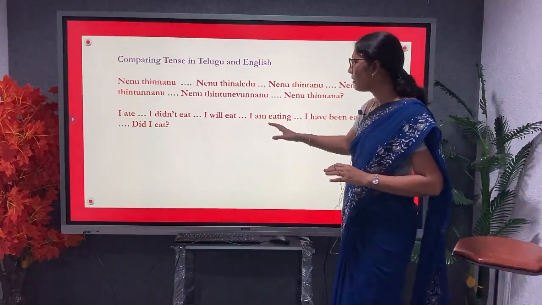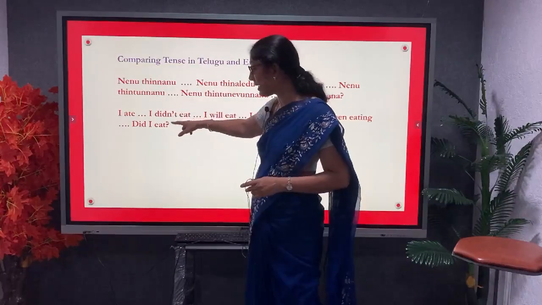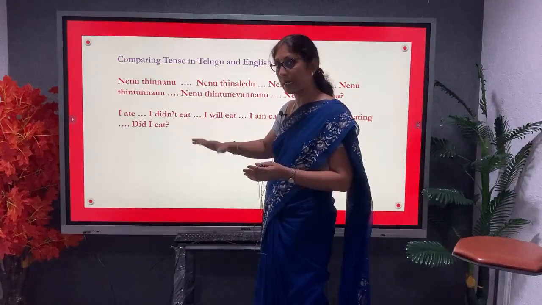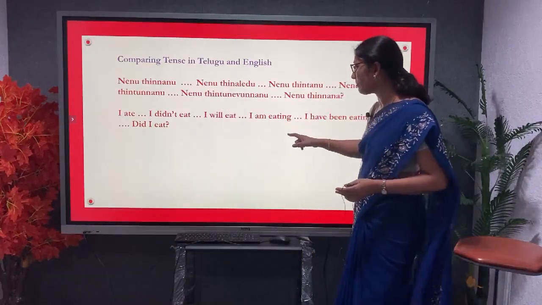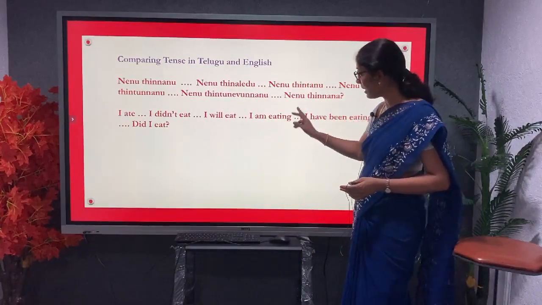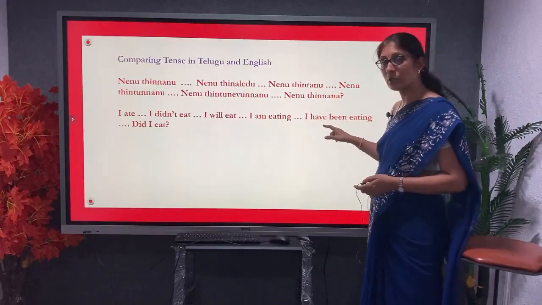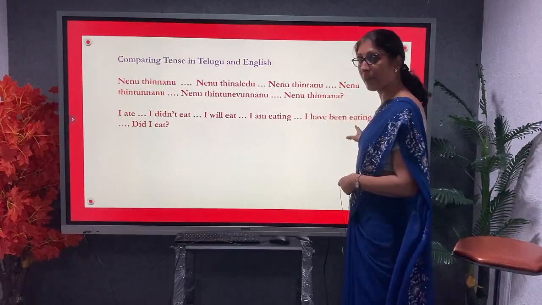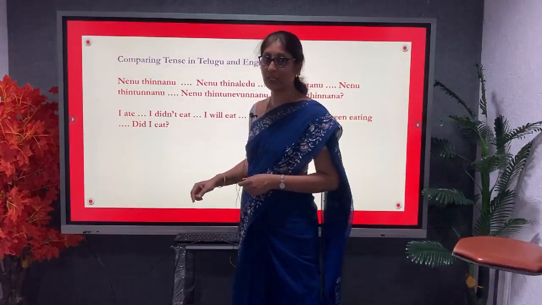But here, I ate, I didn't eat, and the other form, did eat. I will eat, will is added. I am eating, one helping verb is added and the ing form is added. I have been eating, have been, these two are the helping verbs and the ing form is added. Did I eat, the word order is changed, okay.